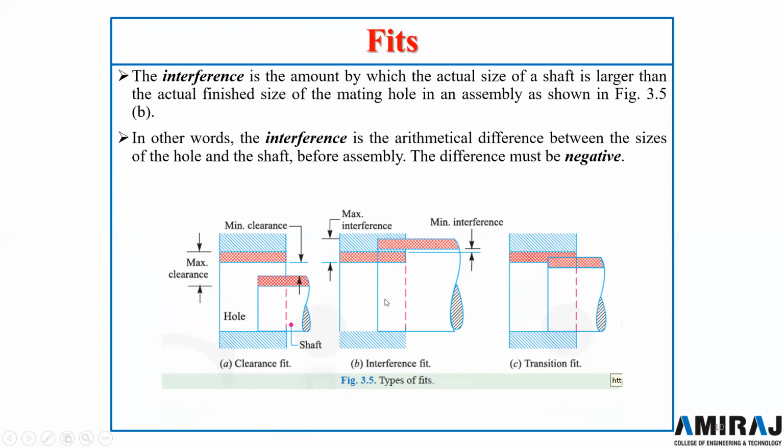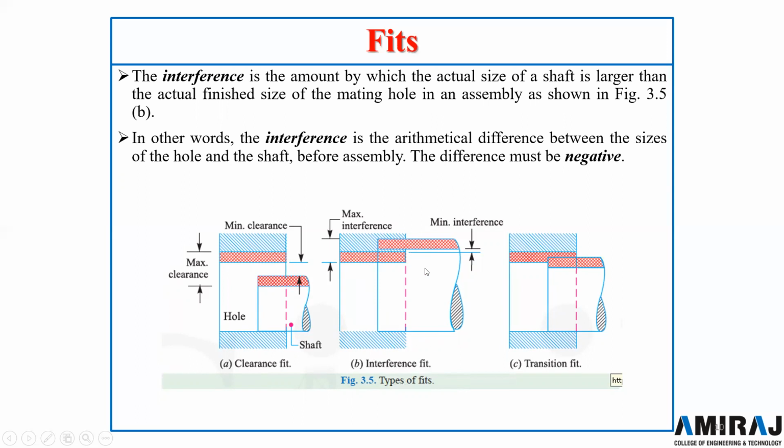In other words, the interference is the arithmetic difference between the size of hole and shaft before assembly. Same way, as we took the difference between the hole size and shaft size, we get the clearance fit if it is positive. And if the difference is negative, we will get interference fit. Again, I am repeating, if we get positive difference, that means clearance fit. And if we get negative difference, then we get interference fit.